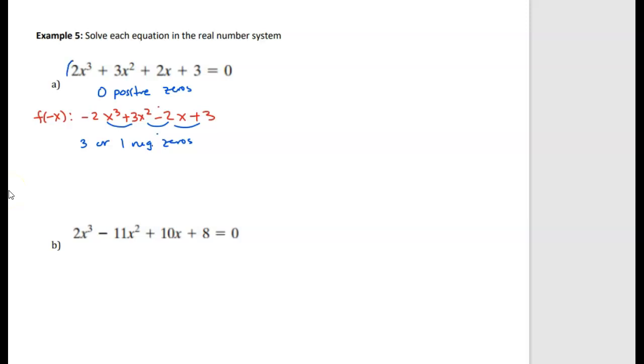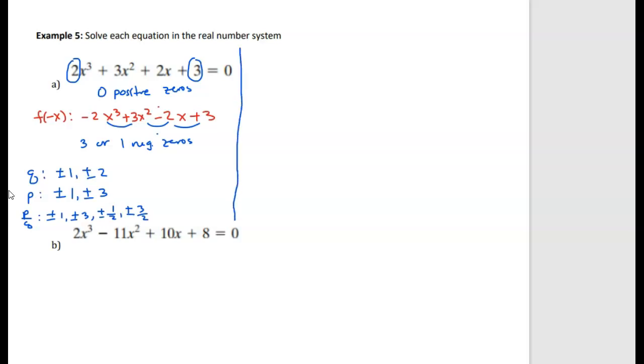Alright, so let's list the factors of 2 and the factors of 3. So my q is plus or minus 1, plus or minus 2. And my p is plus or minus 1, plus or minus 3. So my p over q's, the possible zeros, are plus or minus 1, plus or minus 3, plus or minus 1/2, plus or minus 3/2. Right, so those are the possible zeros. Alright, now we're going to guess and do long division. So remember there's no positive zeros, so only try the negative numbers.